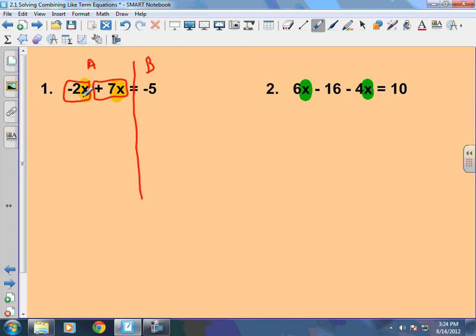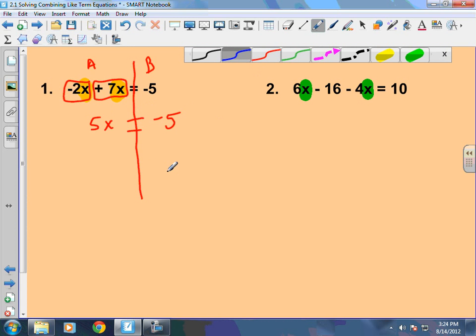We go back to our addition and subtraction rules. These two numbers have different signs. The 7 is positive, the 2 is negative. That rule is subtract. 7 minus 2 is 5. Always keep the sign of the larger number. 7 is positive, so my answer is positive. 5x equals negative 5.